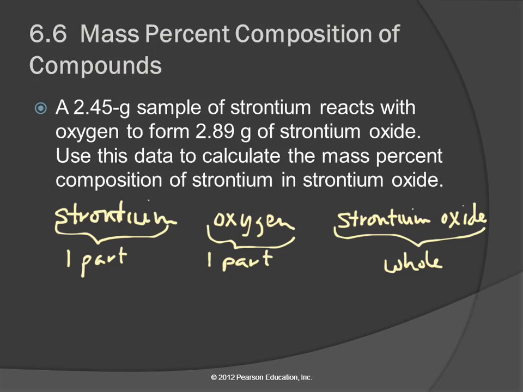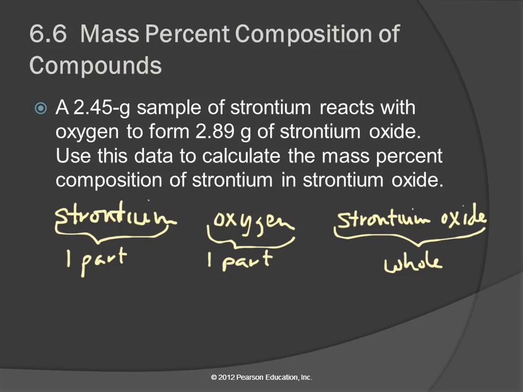So I'm taking those words, and you have to have some reading comprehension to do these problems. And sometimes you're going to have to read it through a couple of times, get a mental picture or draw a picture or something, but figure out what on earth they are talking about. We're taking strontium, reacting it with oxygen. So we have two elements, and they're forming a compound. And we're talking about a percent composition, so that's going to be the part divided by the whole times 100.